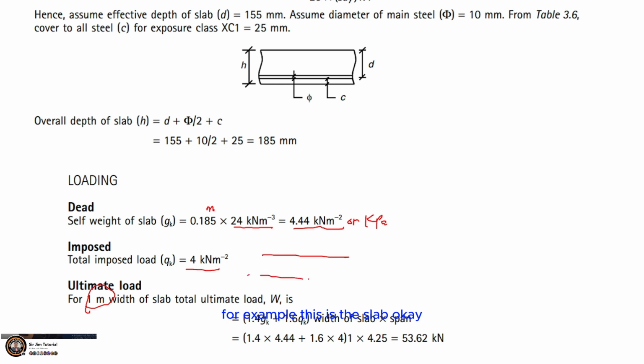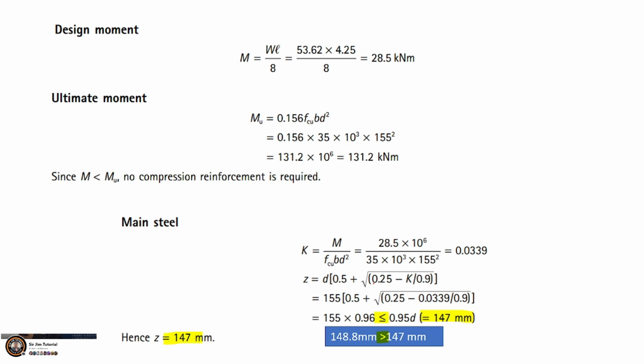For example, this is the slab. We always consider just 1 meter. The design of a slab is just like a rectangular beam, but since the slab is quite big, with a bigger value in terms of width, we only consider the 1 meter width. So we substitute the dead load we calculated already, 4.44, and then the imposed load, which is 4 kilopascal, multiplied by this width of the slab, which is 1 meter, and then the span, which is 4.25 meter. Then we calculate the design moment.